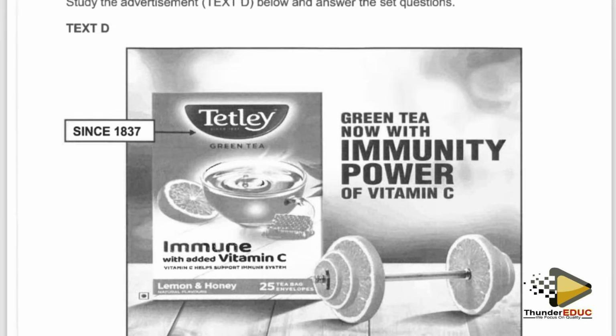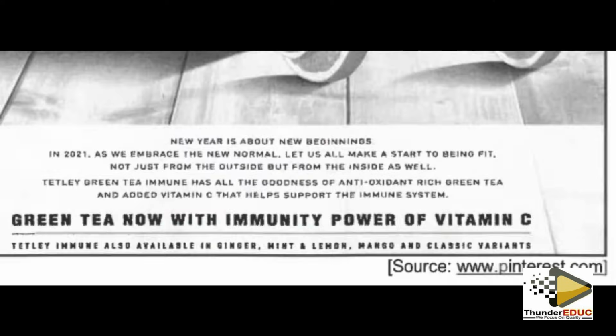Our advertisement says, since 1837, Tetley, green tea now with immune power of vitamin C. Immune with added vitamin C. Vitamin C helps support immune system. All right, lemon and honey.